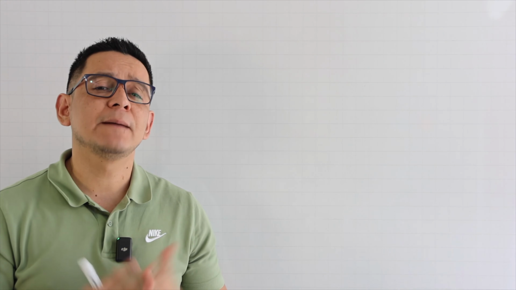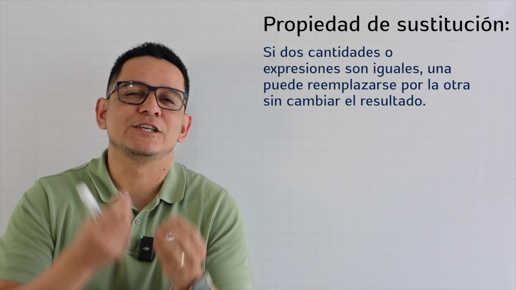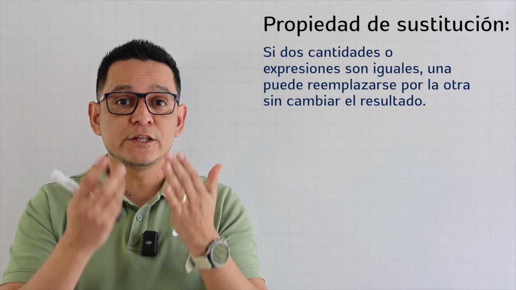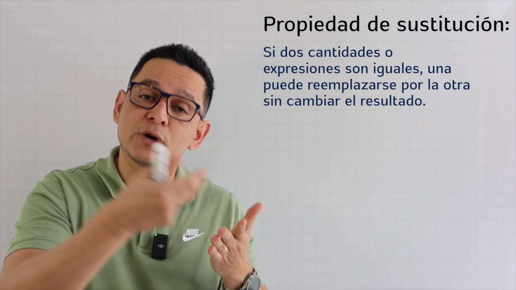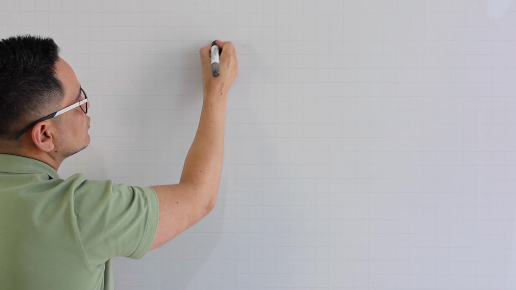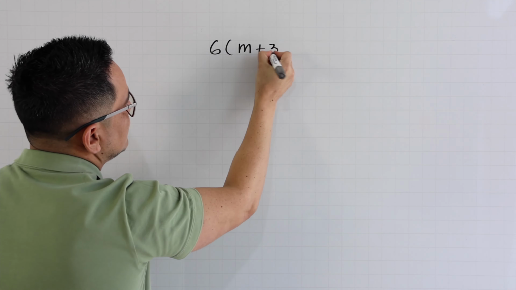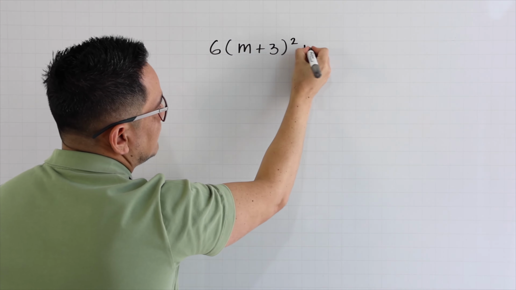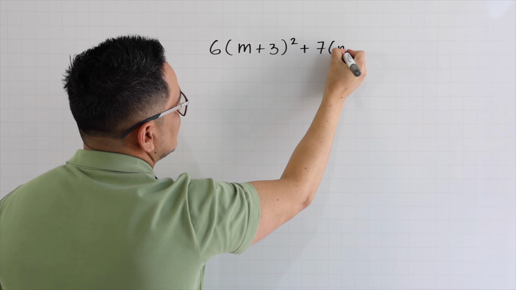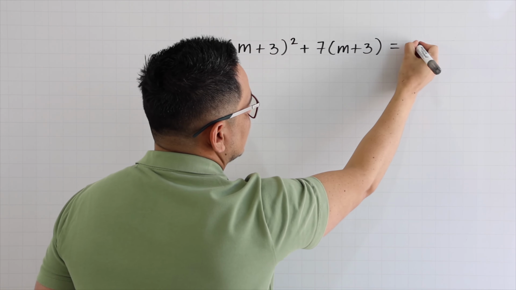With this, we would be finishing with the properties of operation. Let's wrap up with the substitution property. This basically tells me that if two quantities are equal, then one can be substituted for the other in any operation. Look, for example, let's suppose we have the following equation. We have 6 times (m plus 3) squared plus, let's put here 7 times (m plus 3). And we're going to set this equal to 3.